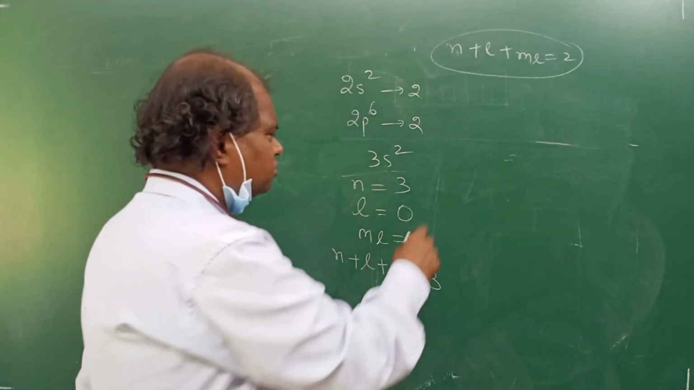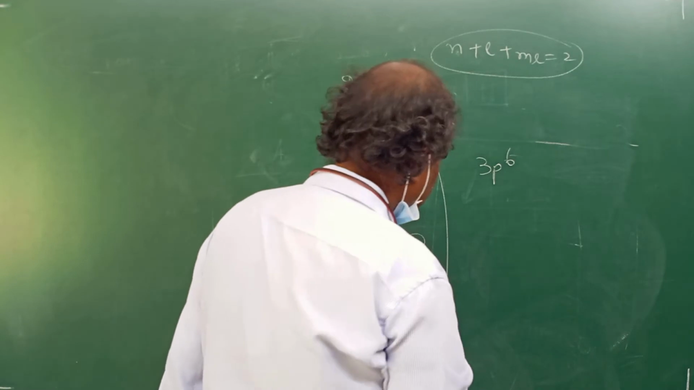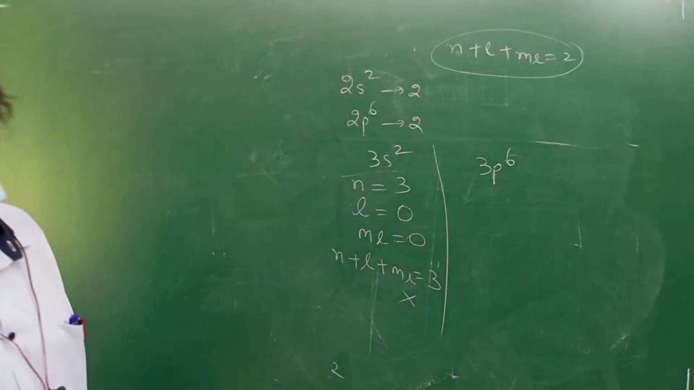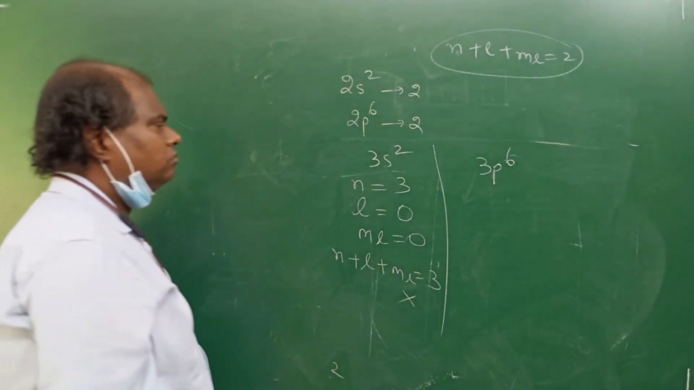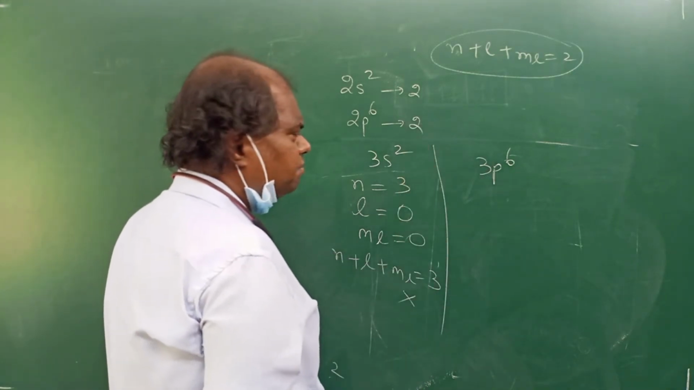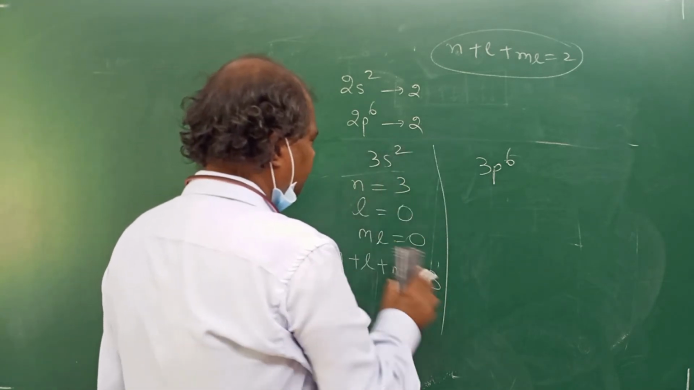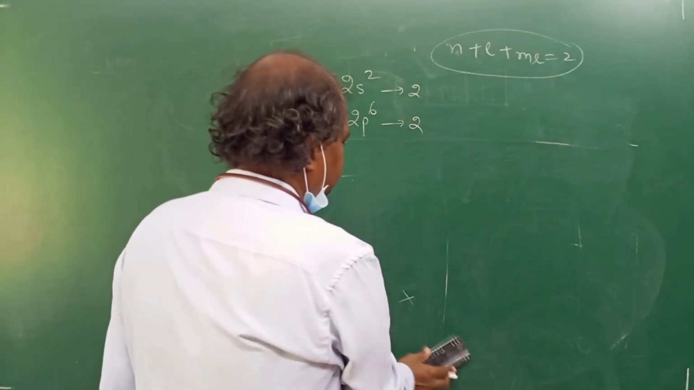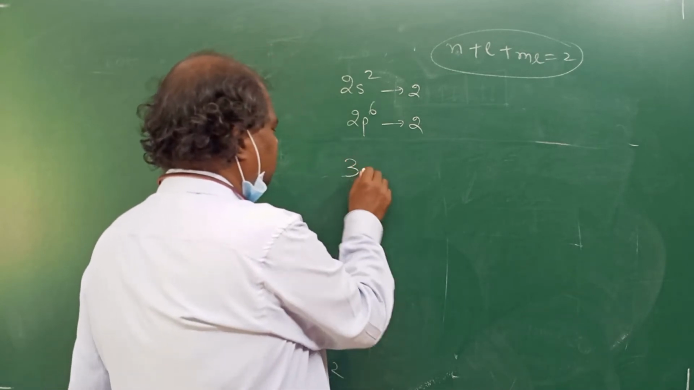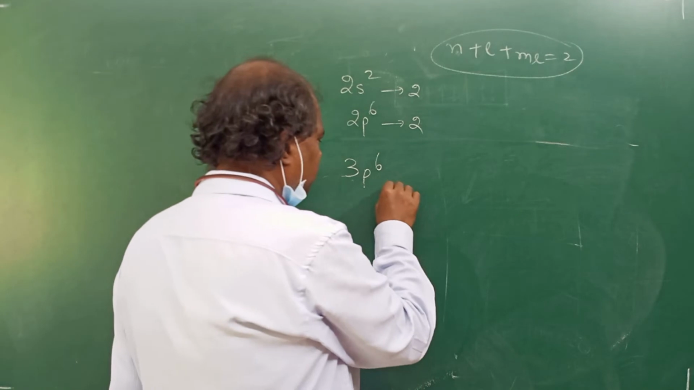Now let us go to the next one, student. Let us go to 3p6 now. So now if you do it for 3p6, let's do it now. So I'll rub this. This will not work out. 3p6. Now student, let me draw the box diagram now.